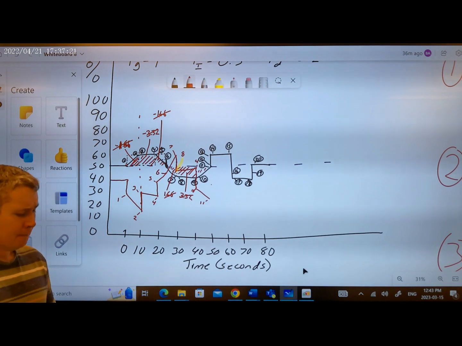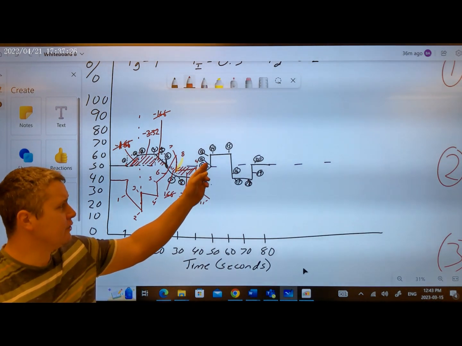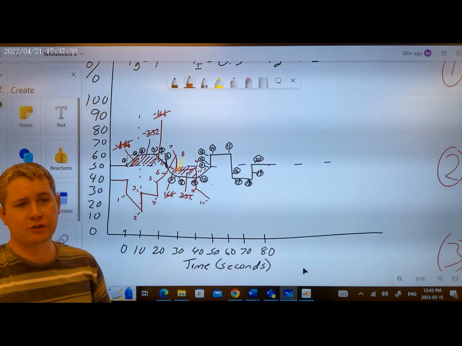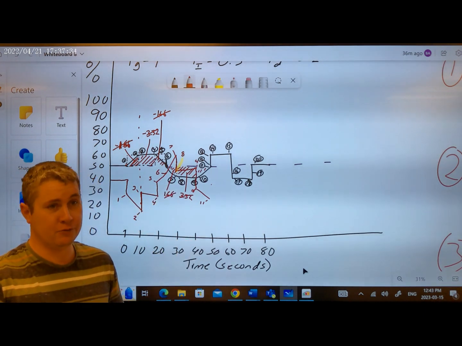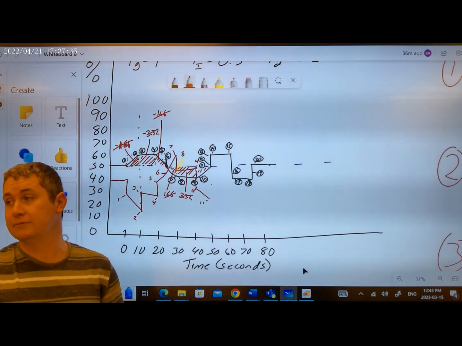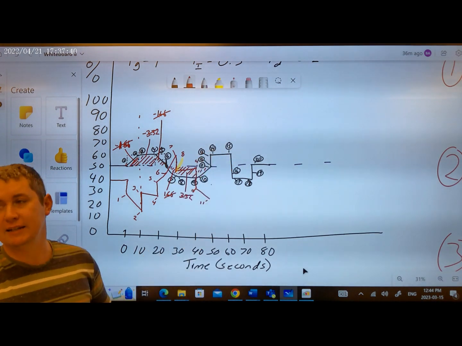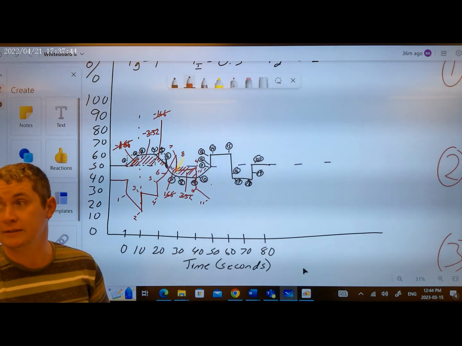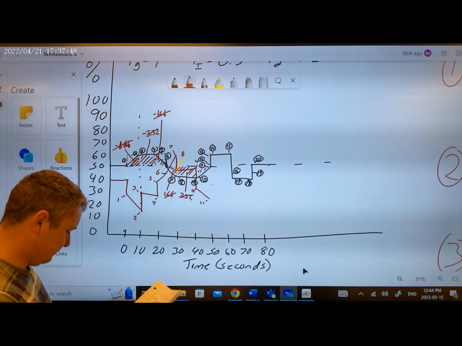Okay, now we're going to look at what happens if there's a big step change, like somebody just opened up a valve and it dumped a bunch of water and then they closed the valve. Okay, let's see what would happen. And now this is instantaneous, mind you, but let's just see what would happen if it was instantaneous.